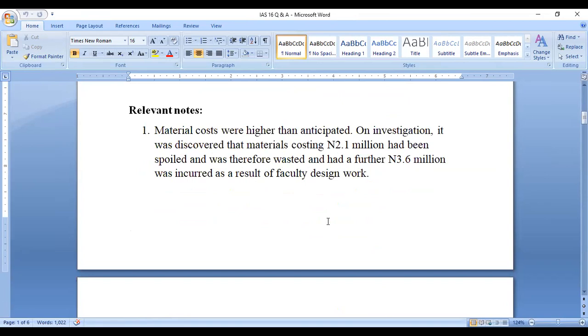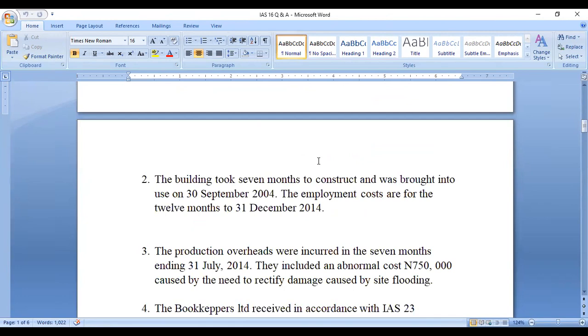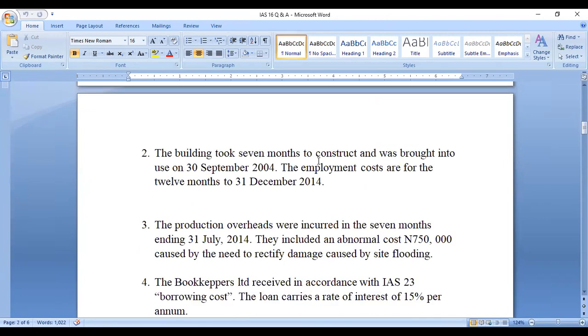Relevant notes. 1, material costs were higher than anticipated. On investigation, it was discovered that materials costing 2.1 million naira had been spoiled and were therefore wasted, and a further 3.6 million naira was incurred as a result of faulty design work. I presume it is faulty there. Yes, faulty design work.